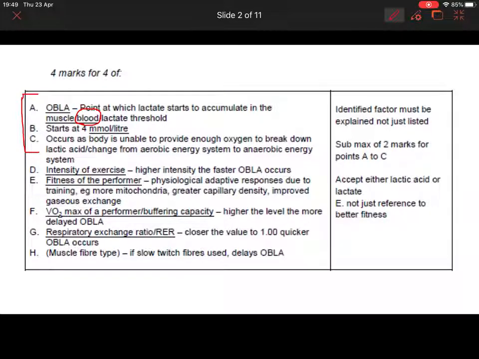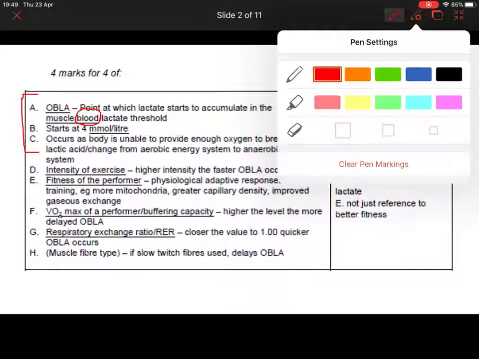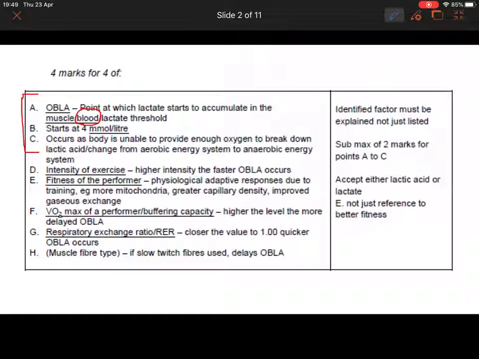That would be knowledge for an extended response. Okay, the actual factors that can affect the rate of lactate accumulation are those bits there I've just highlighted in blue. The key thing to answer about this question is you wouldn't just say the factor.